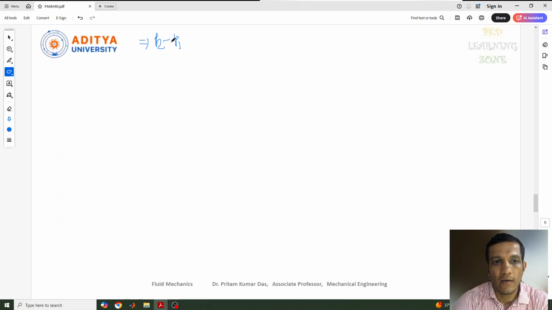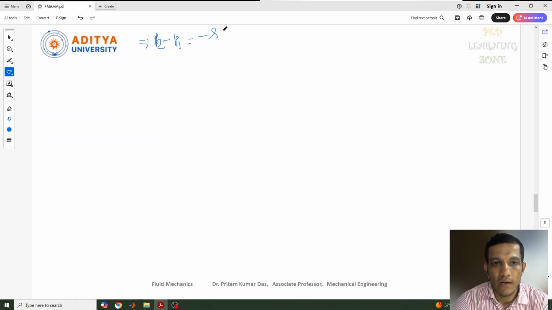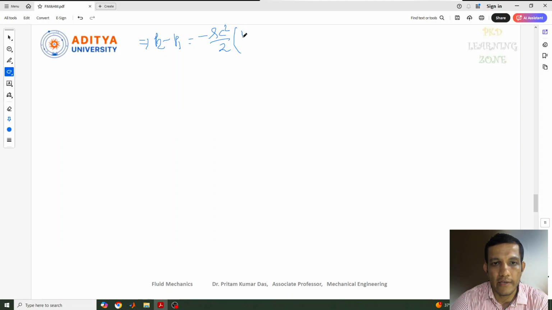P2 minus P1 equals minus rho c square by 2, and here we can write R2 to the power minus 2 and R1 to the power minus 2. This one we can write as 1 by R2 square and this is 1 by R1 square, bracket close, and we can write rho g into Z2 minus Z1. That is as usual, we can keep it.